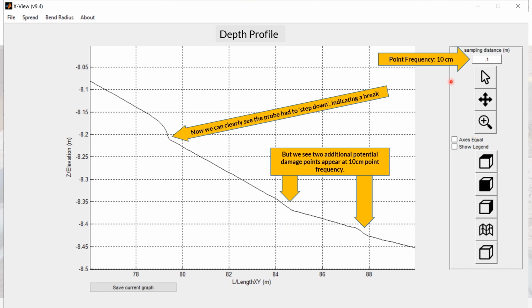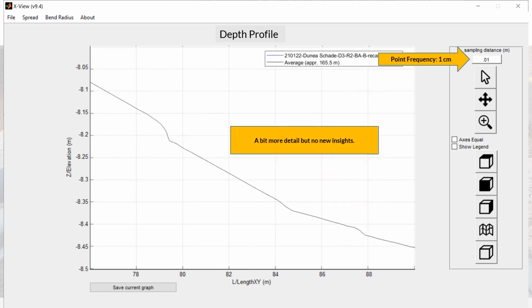So, at 10 centimeters, we clearly see that there is a drop here of a good 6 centimeters over a very, very short distance. If we go even further to a 1 centimeter interval, we see that jump is more articulated. It's more clear that the tool went down and then went on again. And over here, there probably is something similar happening, and over here that's suspicious. So there's a bit more detail at 1 centimeter compared to 10 centimeters, but no real new insights. We knew that there were 3 locations that were suspicious.